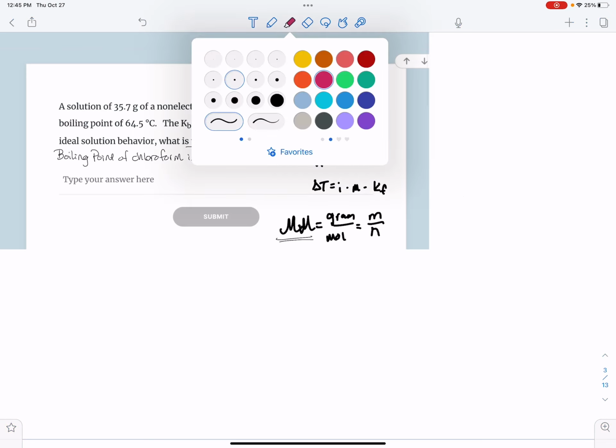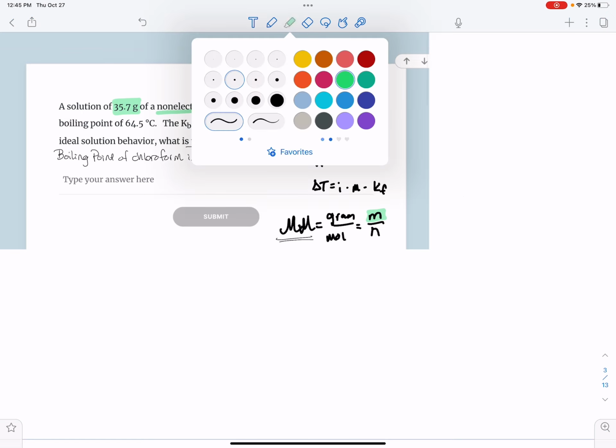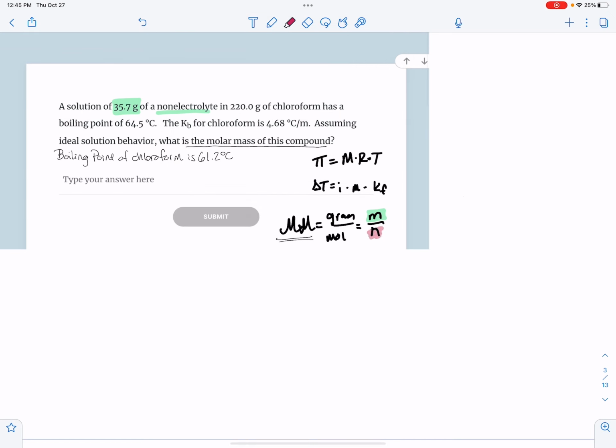And typically, somewhere in the problem, the gram amount is stated. Like right here, this is stated as a gram amount. It's talking about the non-electrolyte, so that implies it's talking about the solute. Then the idea is that you're going to end up being able to get the n from solving this one or this one for those circled terms. The problem gives you KF information or KB information, so we would be using the lower one because that's the one that gives us the problem information.